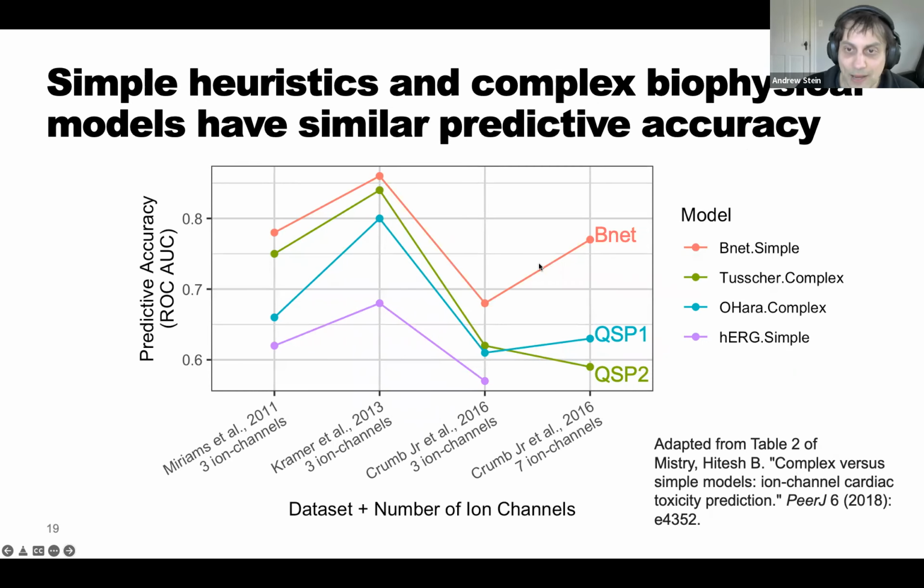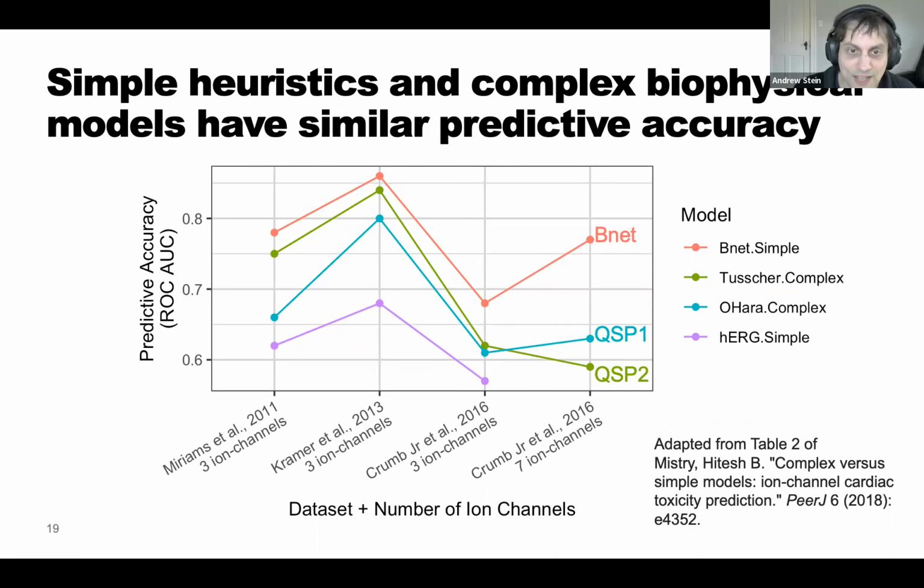And so what was done was they compared the different approaches across four different data sets, using either 3 ion channels or 7 ion channels. There's a simple approach using just the hERG ion channel. Then there were the 2 mechanistic modeling approaches here. And then the BNet, the simple heuristic I showed before. What's shown on the y-axis here is the predictive accuracy, measured by the receiver operating characteristic. And you see that the simple heuristic did as good or a better job than the more mechanistic models.